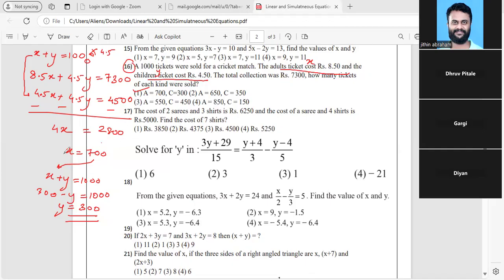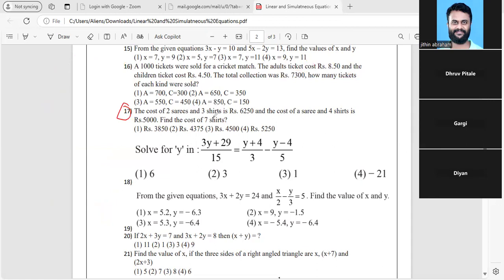Proceeding to the 17th one, I'm erasing this now. The cost of 2 saris and 3 shirts is basically 6,250. The cost of a sari and 4 shirts is 5,000. The cost of 7 shirts will be how much? So let me say the cost of 1 sari is X and 1 shirt is Y. So the first equation is 2 times X plus 3 times Y is equal to 6250. I hope forming the equation is clear for you guys. Do you have any doubt in that?